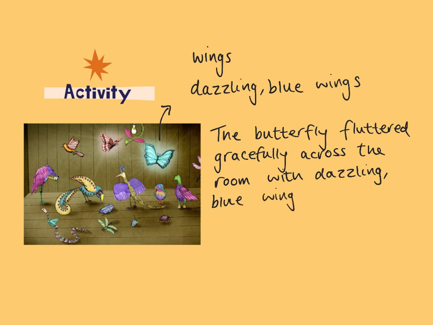And you can swap that sentence around. It could be the butterfly, or a butterfly with dazzling blue wings fluttered gracefully across the room. So there's lots of different ways you can play about with saying that, okay? Or you might say the butterfly fluttered across the room with dazzling blue wings gracefully. Or again, put gracefully at the front. Gracefully, the butterfly fluttered across the room with dazzling blue wings.